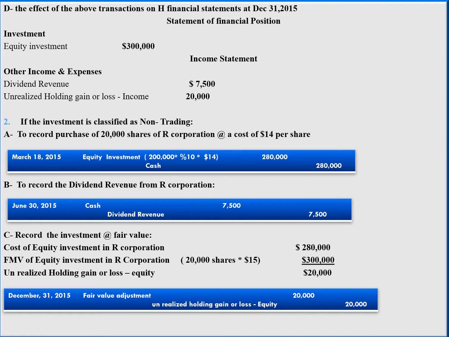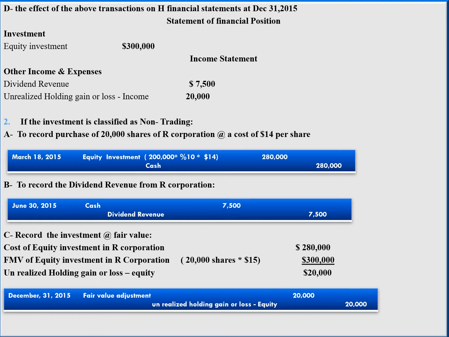Number D. The effect of the above transactions on each financial statement at December 31, 2015. Statement of financial position. Under investment, equity investment will be shown at its fair market value. طب يا شباب هو الفير ماركت فاليو احنا طلعناها بكام؟ $300,000.